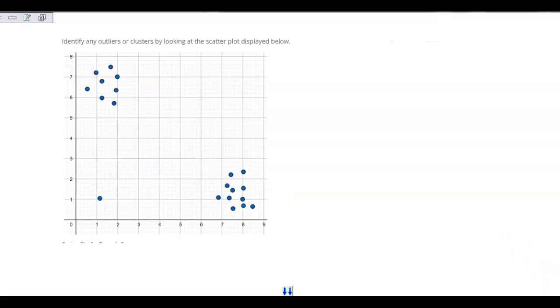Take a look at this one. What do you see? Okay, so if you said you see 2 clusters and an outlier, I agree. So this is our outlier here. And this is a group or a cluster. And this is a group that's a cluster.